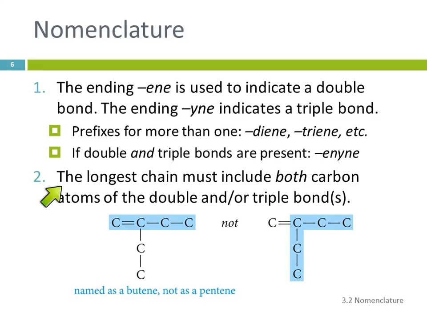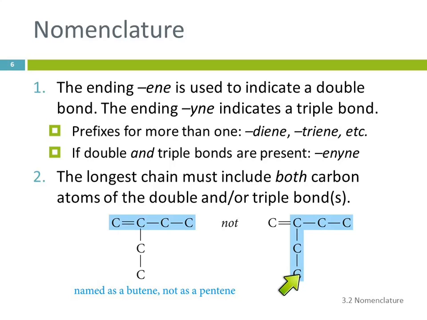Again, we're going to look for the longest chain, but now the longest chain has to include both atoms in the multiple bonds. So here's an example. There's a double bond between these 2 carbons. Both of those carbons have to be included in the longest chain. And so this would be 1, 2, 3, 4. No matter how we number it or count, that's going to be 4. It's going to be named as a butene.